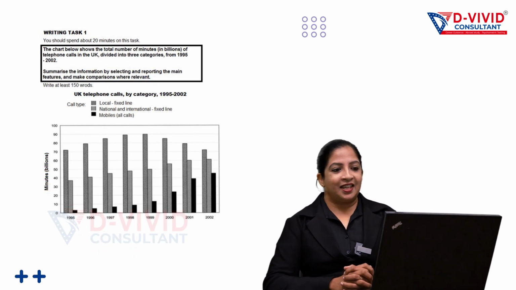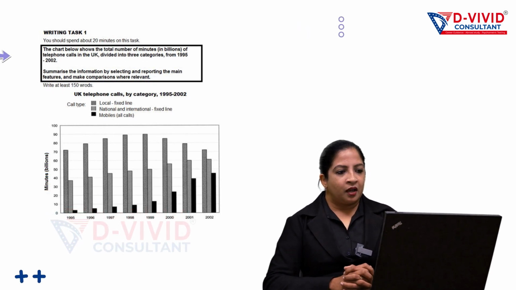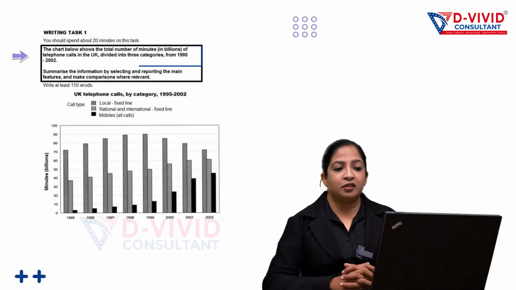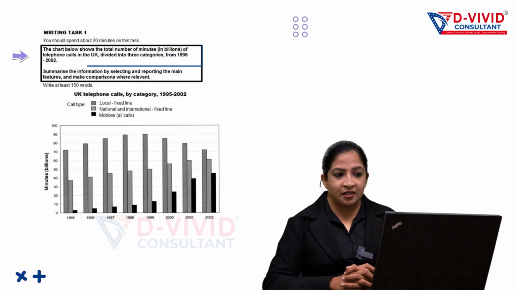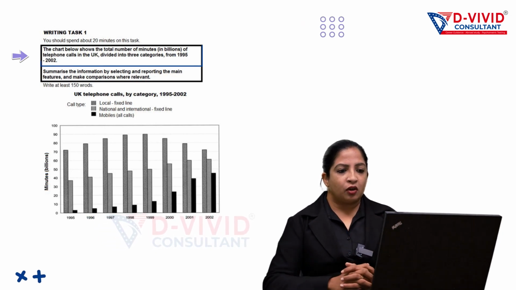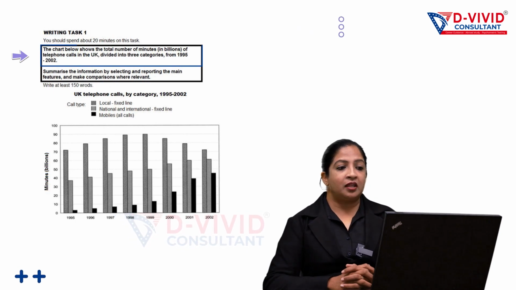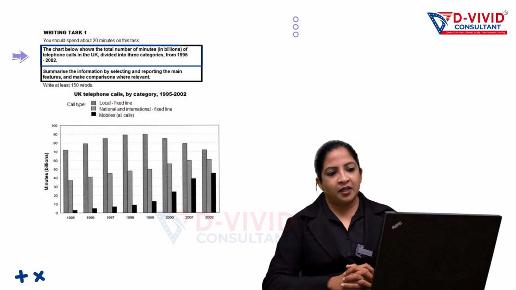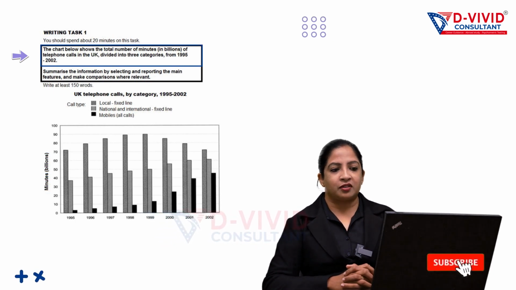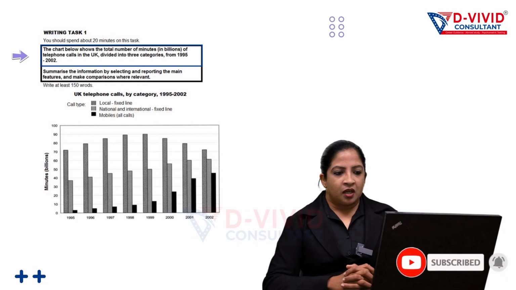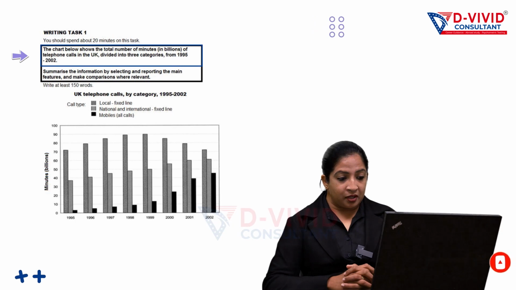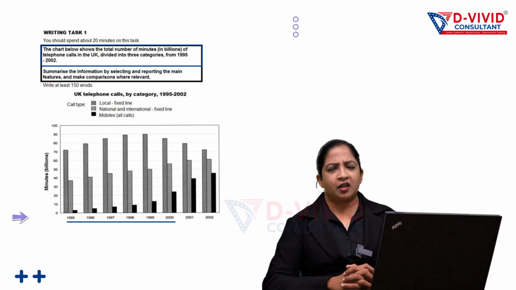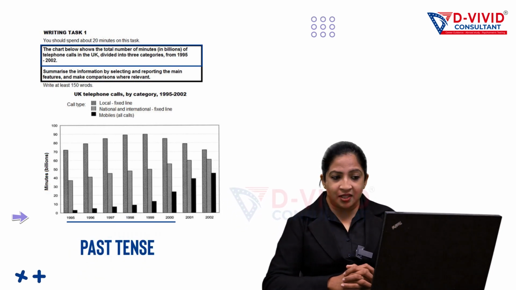Okay guys, let us read the question. It says, the chart below shows the total number of minutes, in billions, of telephone calls in the UK, divided into three categories, from 1995 to 2002. So we have billions, and we have the years from 1995 to 2002. So definitely the tense that I'll be using will be past tense.